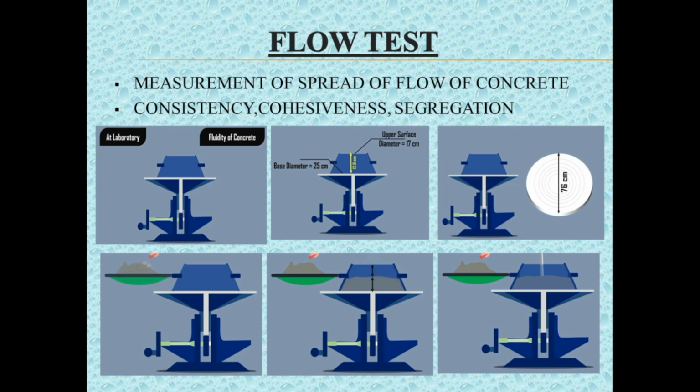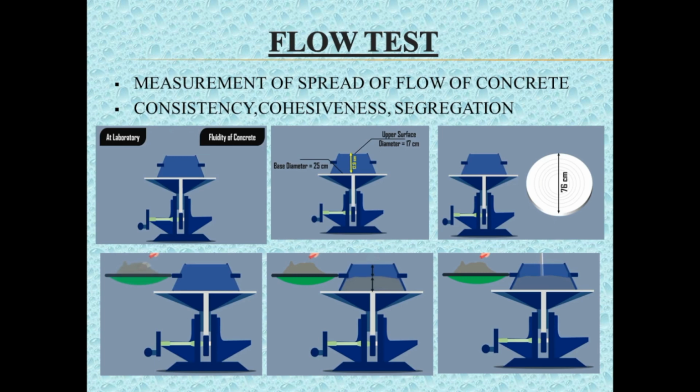Flow test is a laboratory test which gives an indication of quality of concrete with respect to consistency, cohesiveness, and the proneness to segregation. The figure shows the details of the apparatus used. The tabletop is cleaned and is wetted. The mold is kept on the center of the table, firmly held, and concrete is filled in two layers. Each layer is rodded 25 times with a tamping rod.